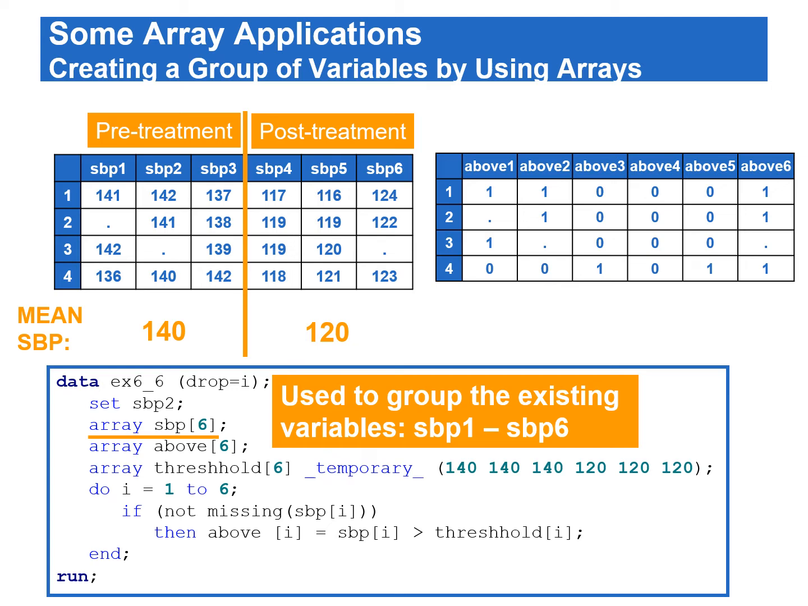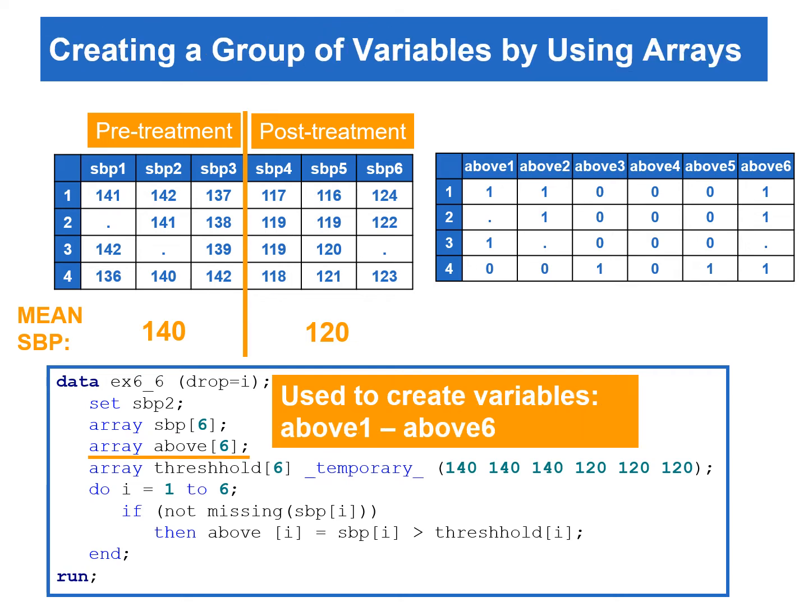In this program, the first array statement in program 6.6 is used to group the existing variables, SBP1 to SBP6. Since SBP1 to SBP6 existed in the input data, there is no need to specify these variables in the array statement. The second array statement creates 6 new variables, above 1 to above 6. Since above 1 to above 6 variables do not exist in the input data, this array statement will create these variables.